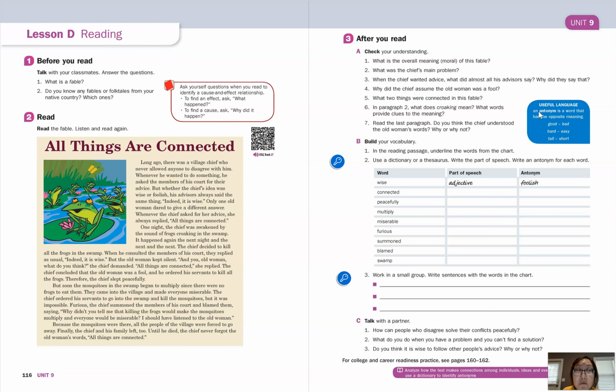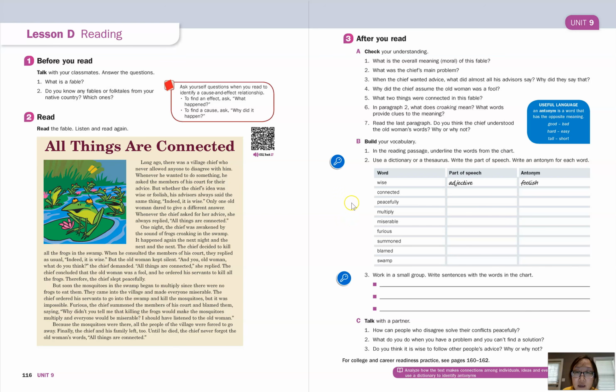And also the opposite of an antonym is a synonym. And a synonym is spelled S-Y-N-O-N-Y-M, synonym, which means a word with a similar meaning.